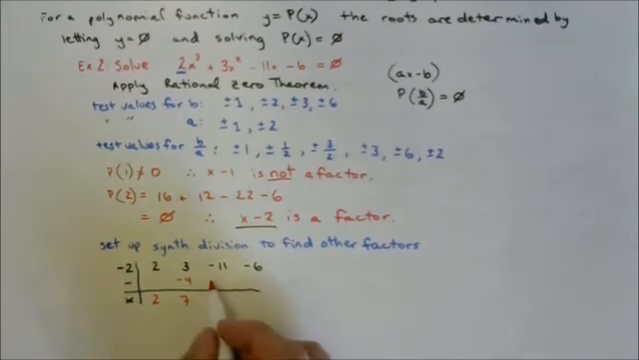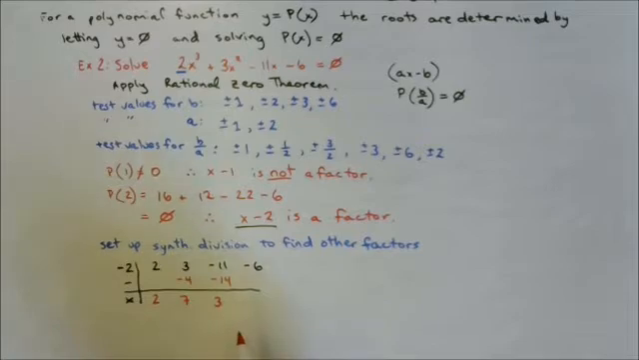Negative 2 times 7 is negative 14. Negative 11 plus 14, that's positive 3. Negative 2 times 3 is negative 6, and this is the confirmation that we got it right. If we end up with a 0, then we know that's our remainder.